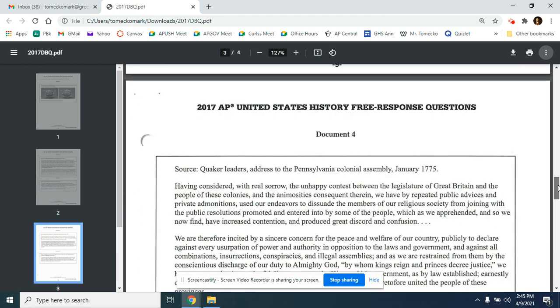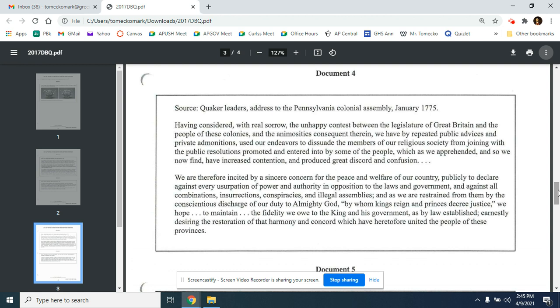All right, now we're moving into a document from 1775. Okay, that's a pretty big year in this story. It's not from the Pennsylvania Colonial Assembly, it's an address to them, and it's from Quaker leaders. So who are Quakers, and what do we know about Quakers, and what are they saying, and how does that complicate maybe our story?